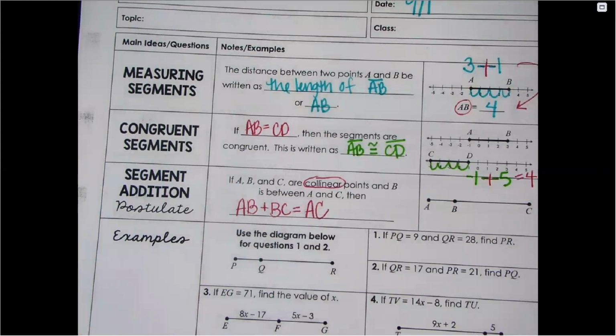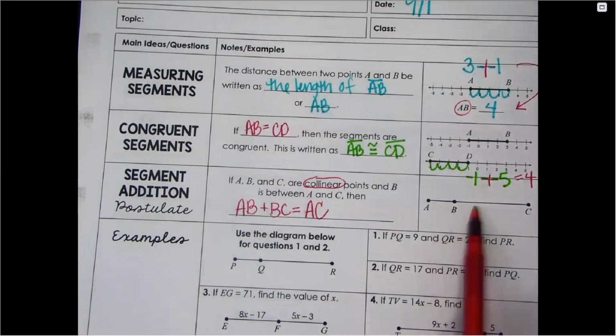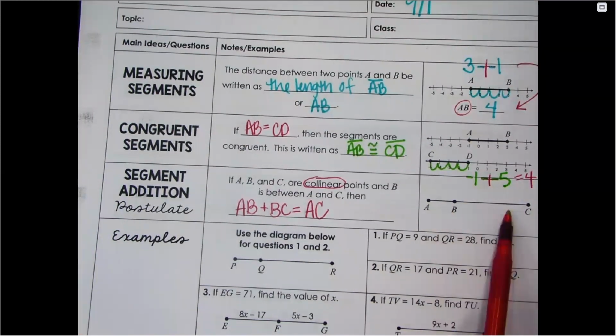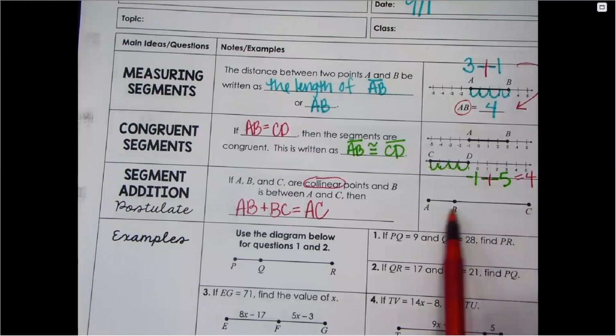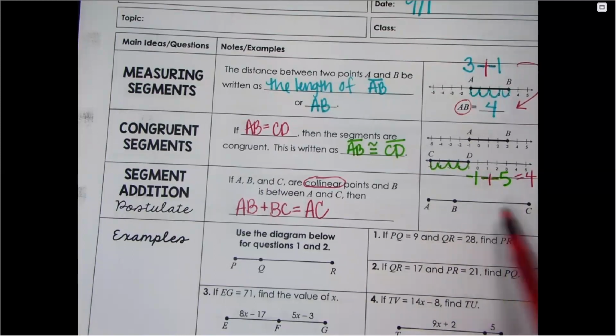So the distance between AB, let's just say it's 2. The distance between BC we'll say is 4. If this is 2 and this is 4, what's the entire thing? 6. Make sense? That's the postulate. So we're going to start out with some basic examples, like I just said, and then we'll get into some more algebraic expressions, practicing what you already know about algebra.